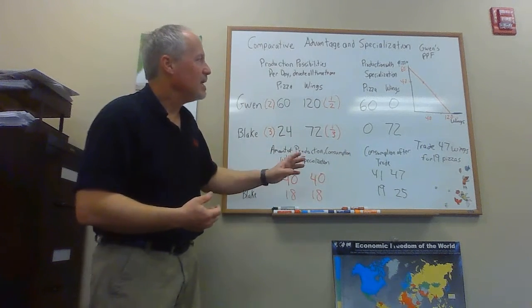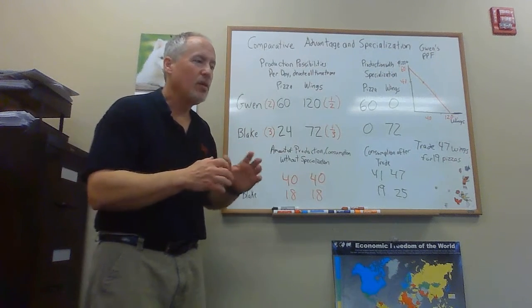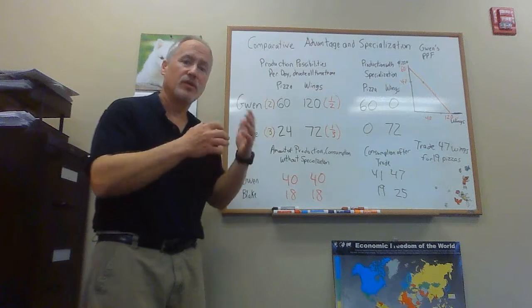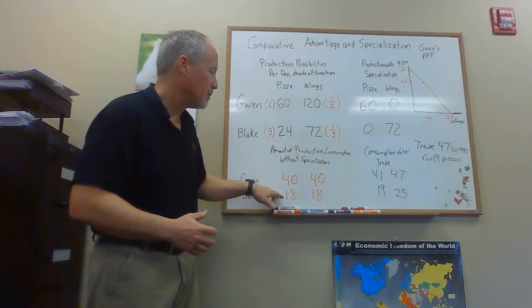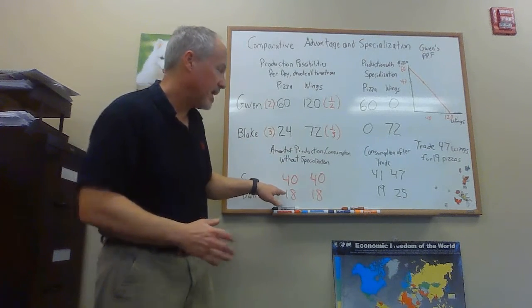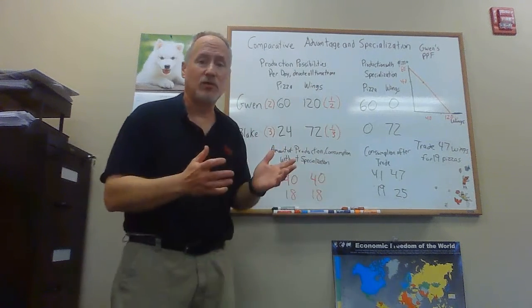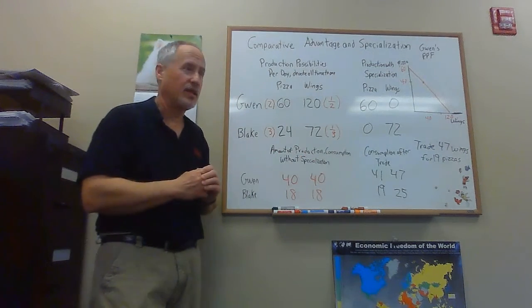So even if you are better at something than somebody else, you still might want to specialize and trade with them because it'll make both you and the other person better off. I mean, that's important to remember here. Blake is worse at both of these tasks, but he gains from specialization and trade too. They both work out and are better off from specialization and trade.